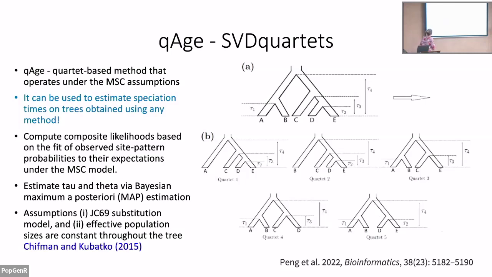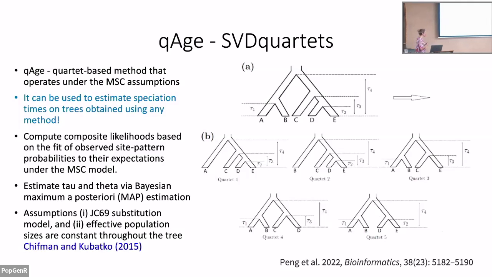And then what it does is it computes these composite likelihoods on the fit of the observed site pattern probability. So I'll explain this site pattern probability method later. This is just to highlight to you that using this approach, you can estimate your tau and theta using this MAP estimation.